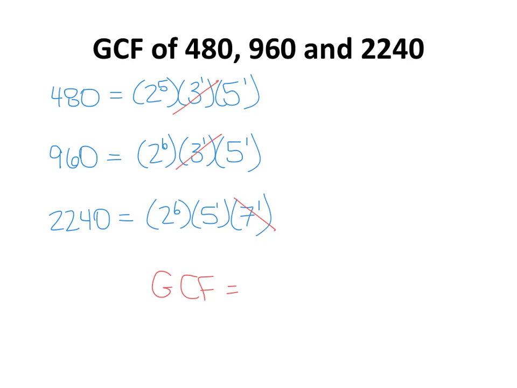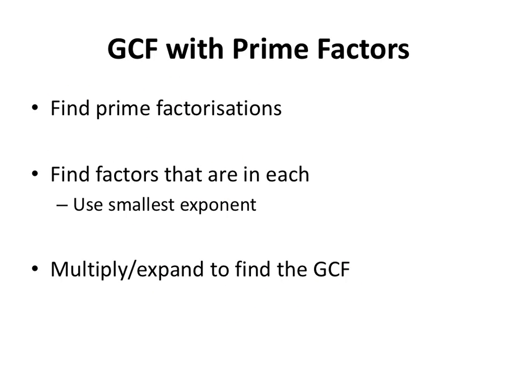All of our numbers include a power of 2. The smallest exponent is a 5, so our greatest common factor will involve 2 to the power of 5. And all of our factorizations involve 5 to the power of 1. In expanded form, this greatest common factor, then, is equal to 160. So reviewing our strategy, we find the prime factorizations for each number, look for the factors that are common to each list, choosing the smallest exponent where necessary, and then we use our calculators to help us multiply or expand to find that greatest common factor.